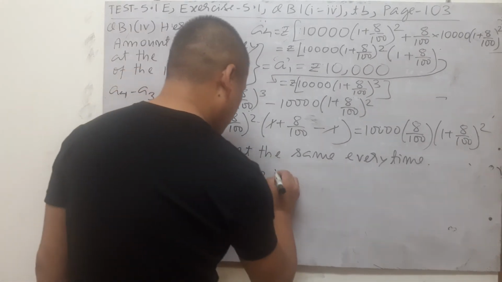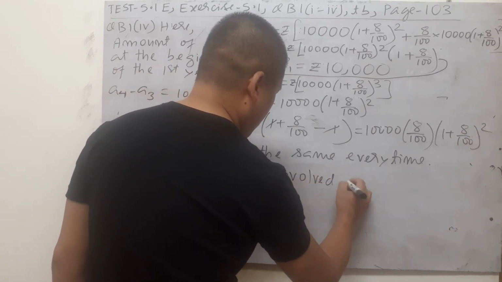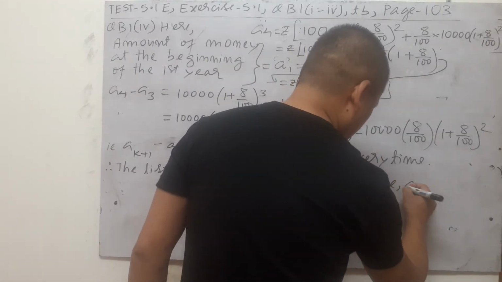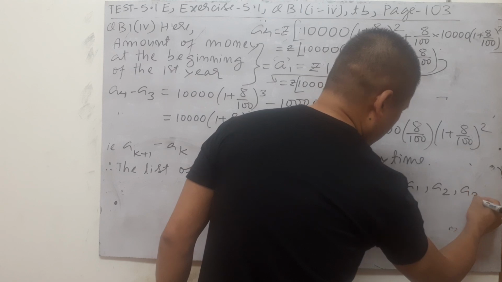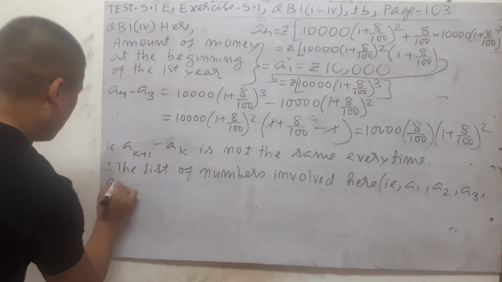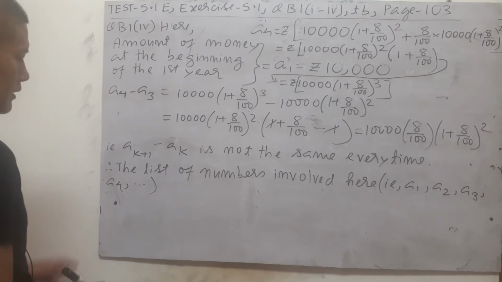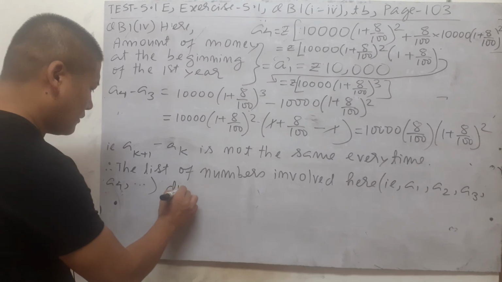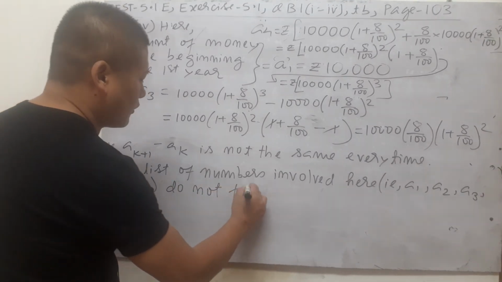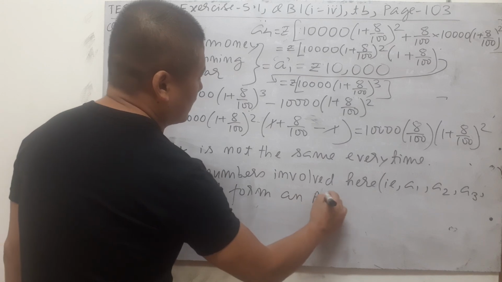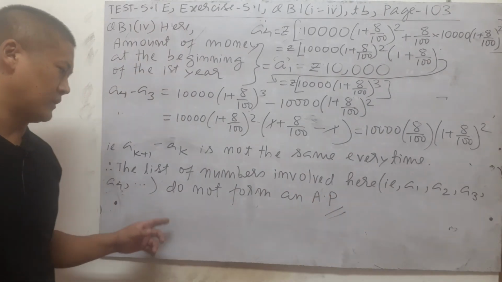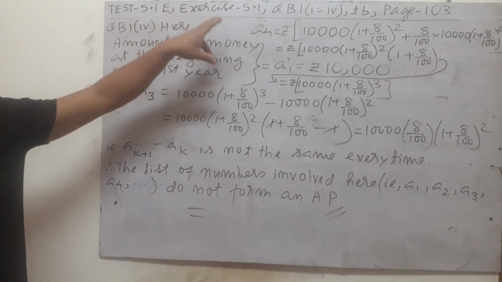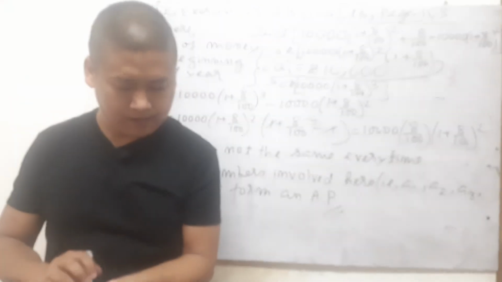So the list of numbers involved here, in this particular question B subheading 4, which is represented by A1, A2, A3, A4, etc., do not form an AP. The reason, the only confirming reason, is that the common difference is not the same. So that concludes the part for this test 5.1E. Okay, I hope you got it.